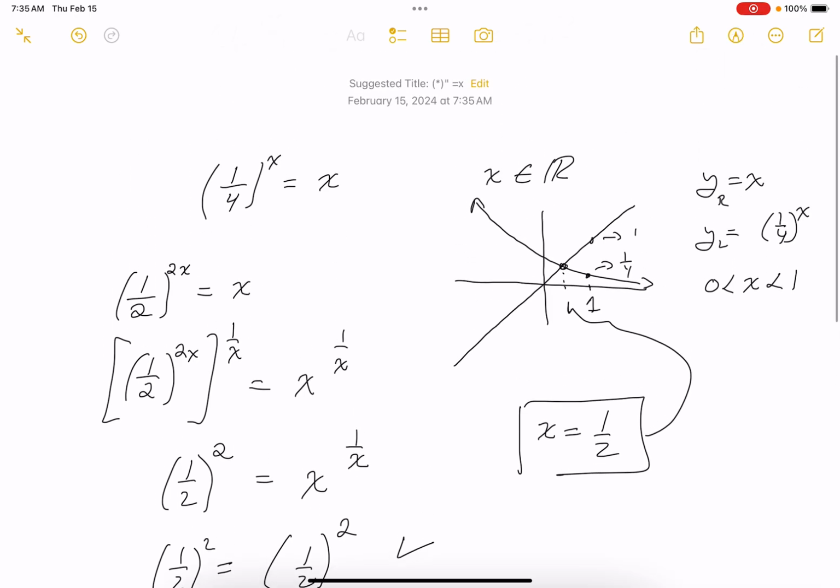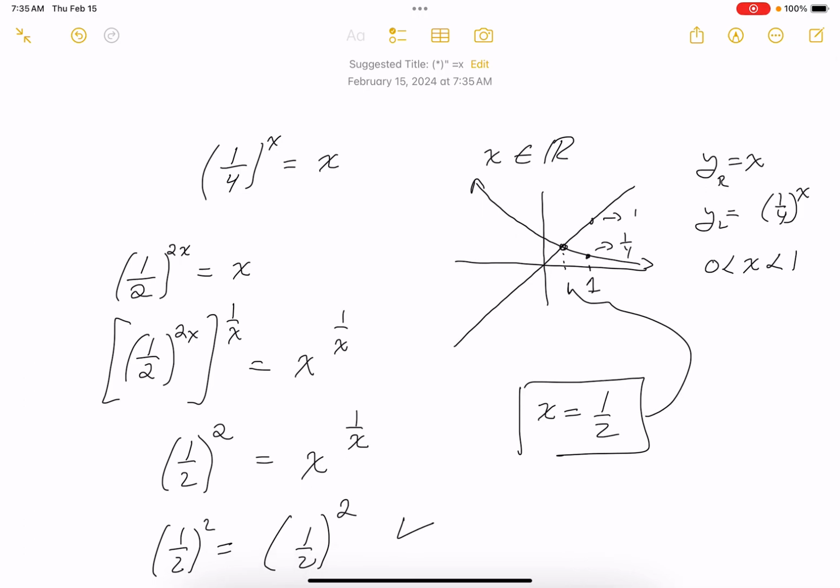Now, if you want to go back to the original problem over here, let me put that down for you. This is the original. I want to check it. So it's 1/4 to the 1/2 equals 1/2. Well, what's 1/2 as a power? It's a root. So it's really the square root of 1/4, and that indeed does equal 1/2. So we're good. We're good to go.